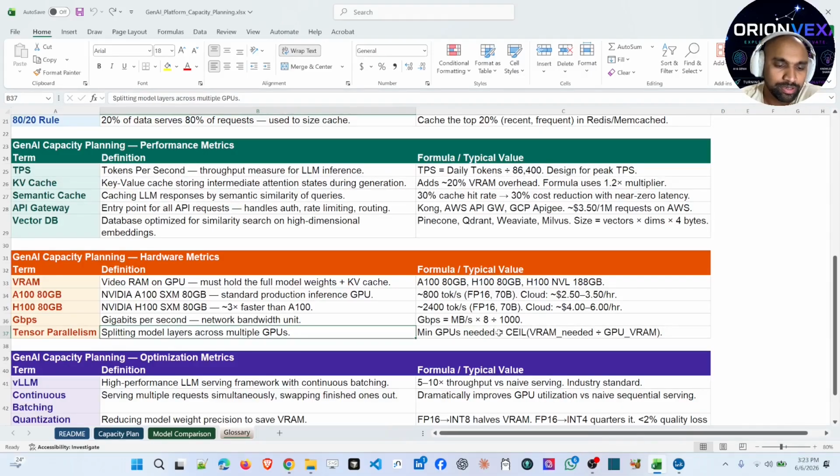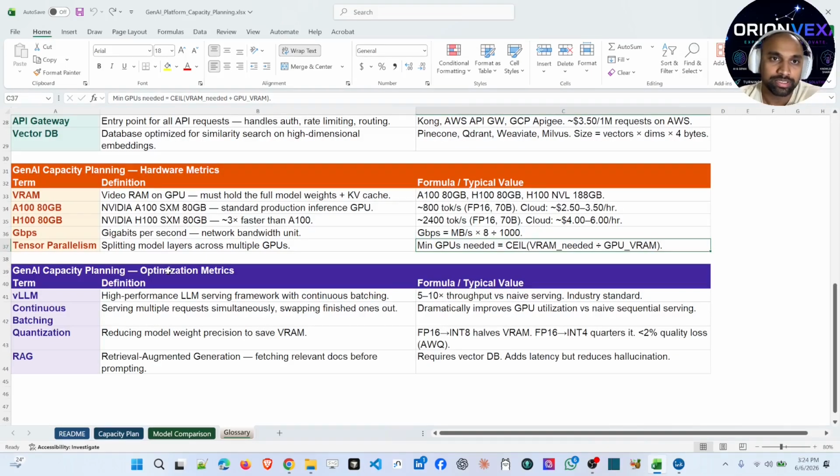Minimum GPUs required is ceil of VRAM needed divided by GPU VRAM. I am going to discuss this in detail while we are doing the capacity planning. Let's come to the optimization metrics. vLLM is a high performance LLM serving framework with continuous batching. That is 5 to 10 times the throughput versus naive serving. That is the industry standard. It dynamically improves the GPU utilization.